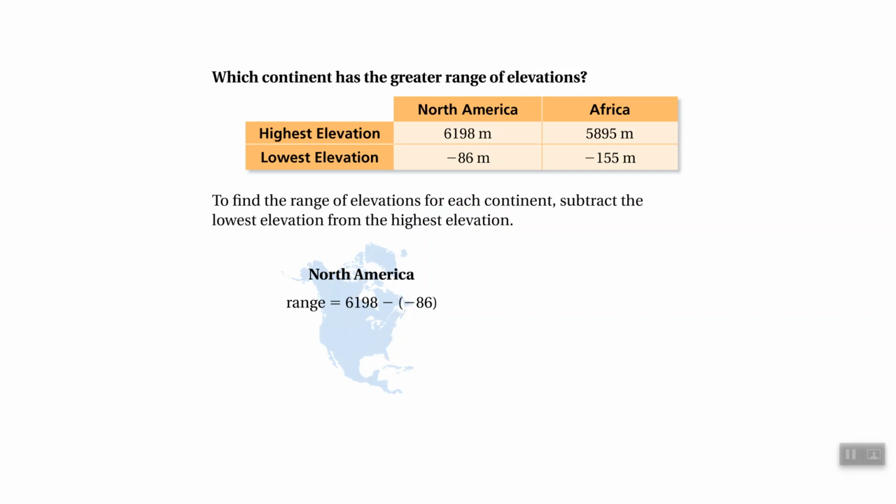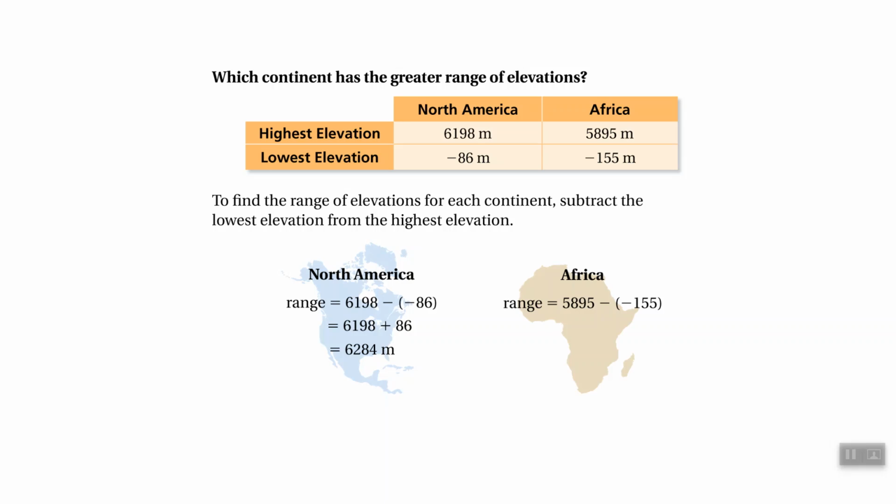So the range for North America would be 6,198 minus that negative 86. Okay, and if we think of subtracting a negative as adding its opposite, we can add 86. So 6,198 plus 86, and that will give us 6,284 meters. So that is the range, the difference between the highest and the lowest elevation.